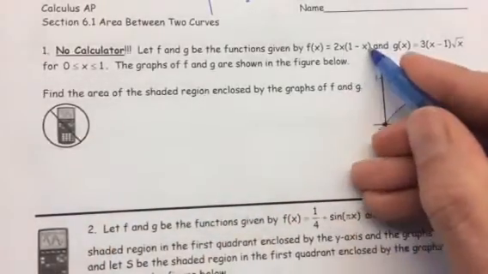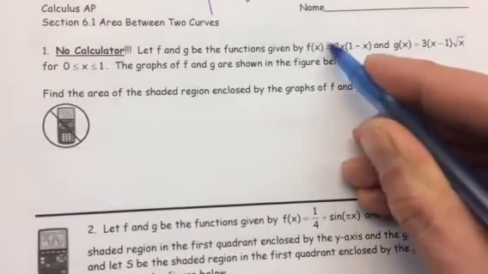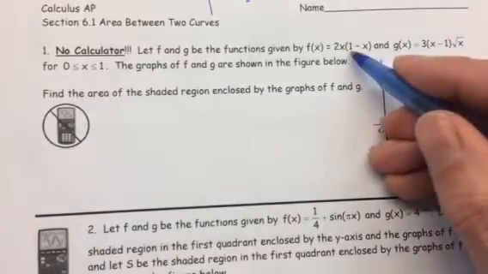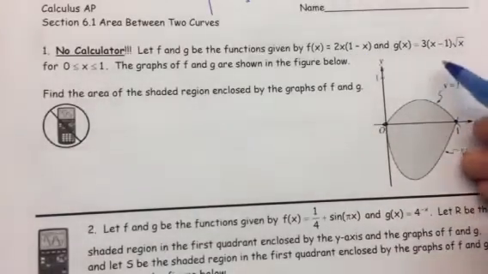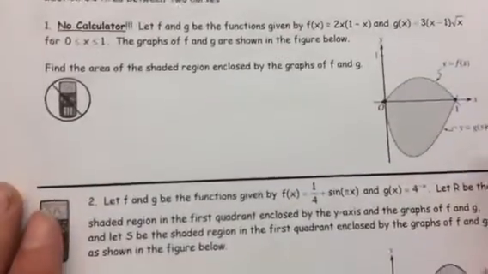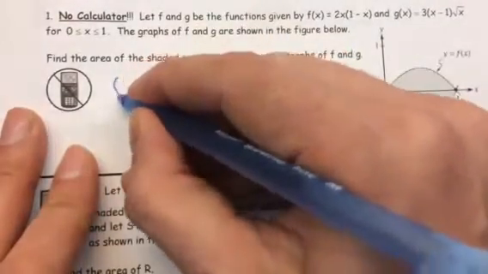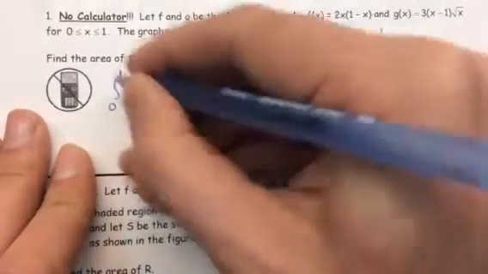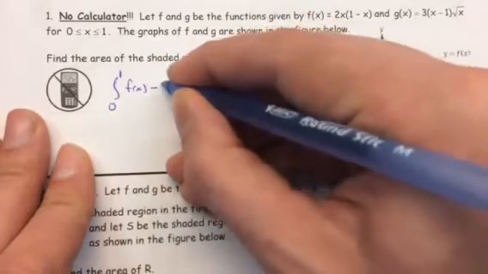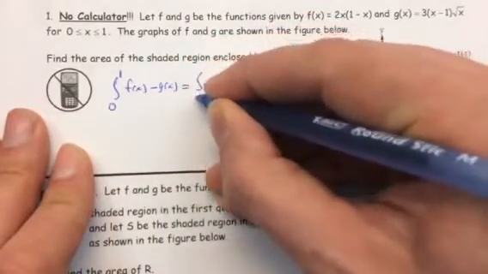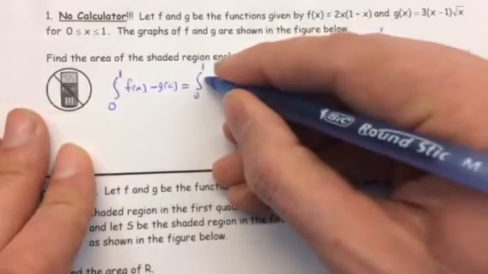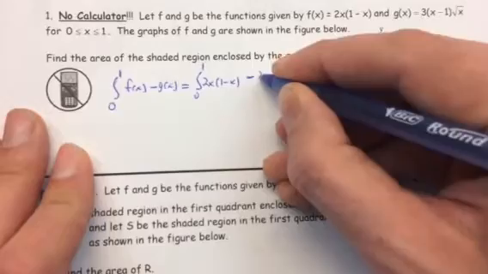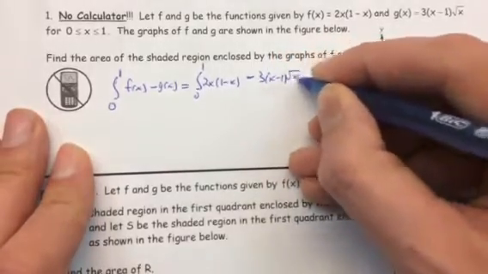If you wanted to check, you could see that when x is 0, f of x is 0, and when x is 0, g of x is 0. So they have the same y value. When x is 1, g of x is 0, and when x is 1, f of x is also 0. So they have the same points. So it's the integral from 0 to 1 of the top one minus the bottom one, which is the integral from 0 to 1 of 2x times 1 minus x minus 3 times x minus 1 times square root of x.